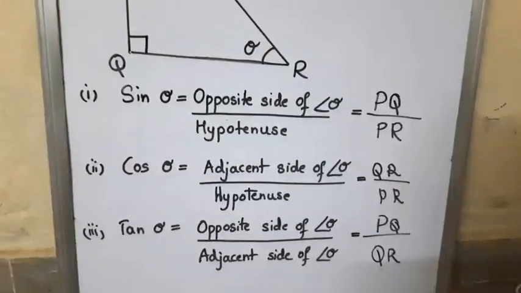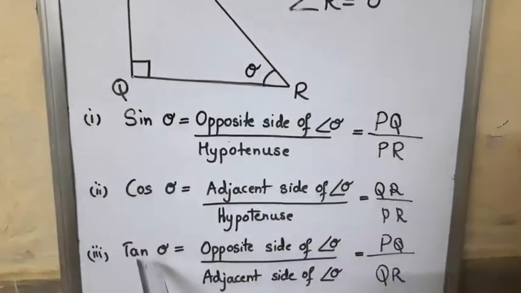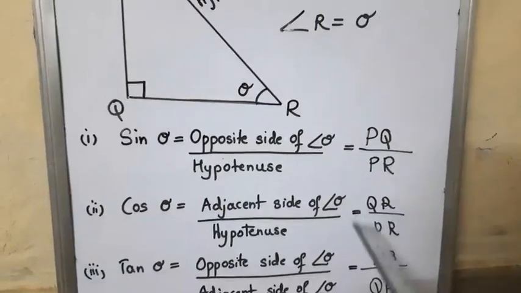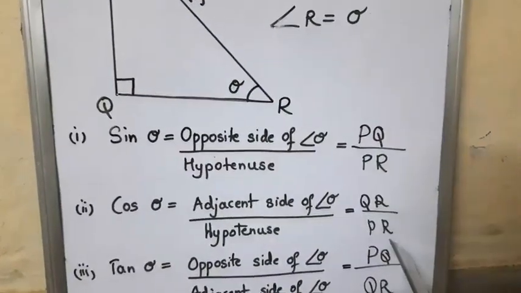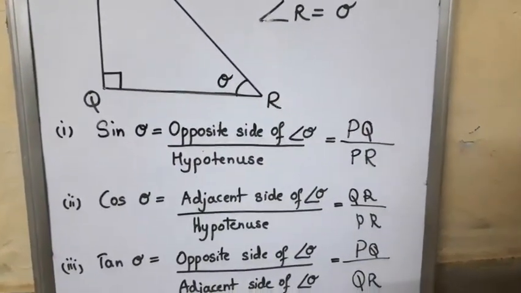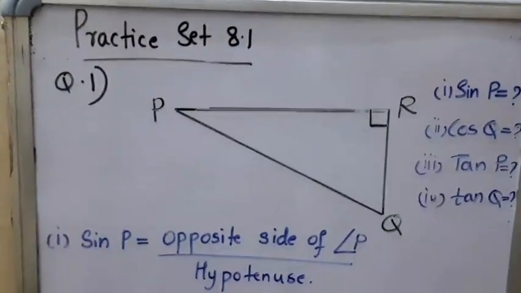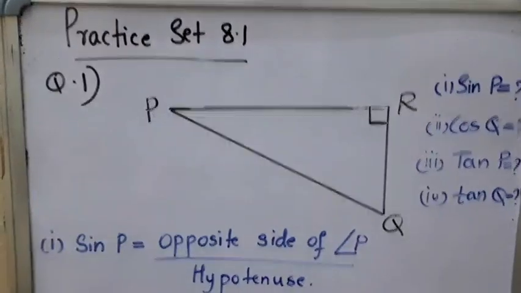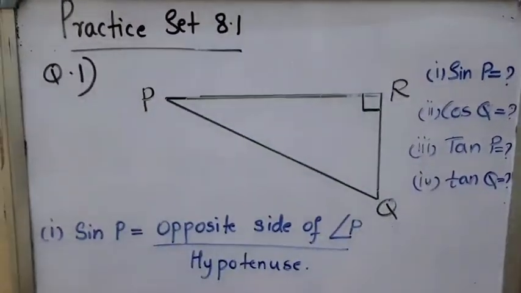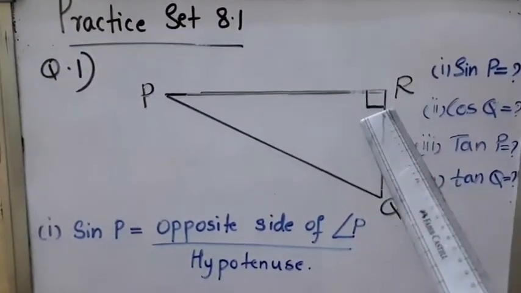Therefore, we have solved all three ratios, sin theta, cos theta, tan theta, which are PQ upon PR, QR upon PR, PQ upon QR. Come to practice set 8.1, question number 1. Here we have a right angle triangle, triangle PQR, in which angle R is 90 degrees.